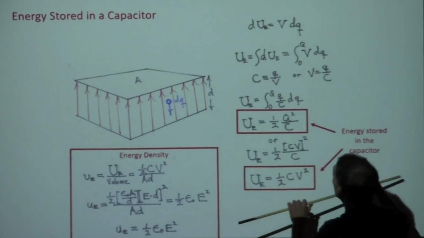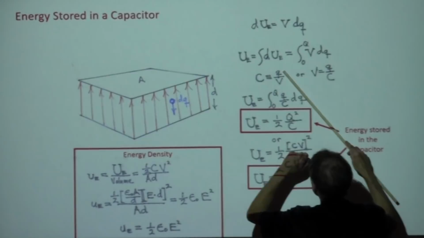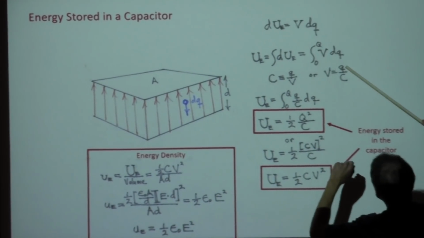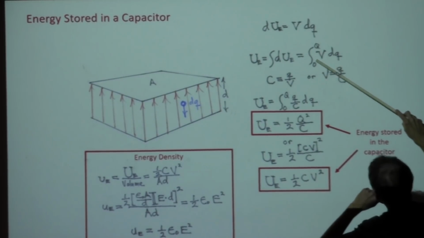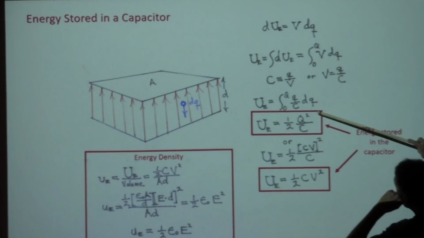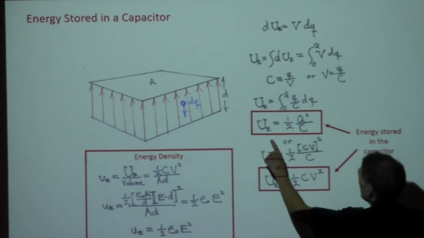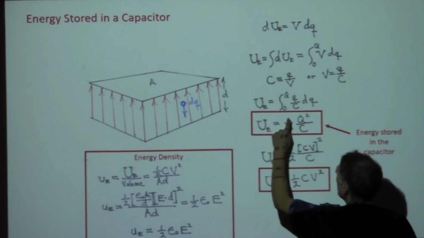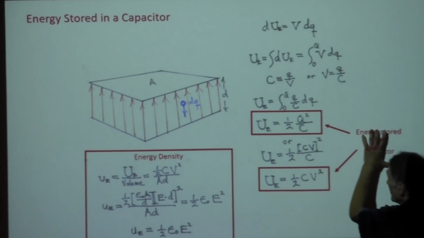The capacitance is defined to be Q over V, or V is equal to Q over C. So if I use this expression for V and integrate from 0 to Q, I end up with the potential energy in that capacitor being 1/2 Q squared over C. So this is the actual energy in the capacitor.